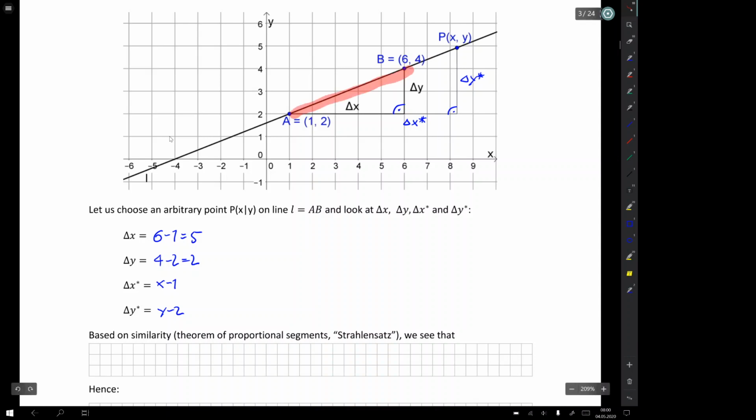These two right triangles here, they are similar. And so we know that the ratios are the same. This means the delta y in ratio to delta x, so delta y divided by delta x is the same as delta y star divided by delta x star. And the next step now is to insert the values we found here into this equation.